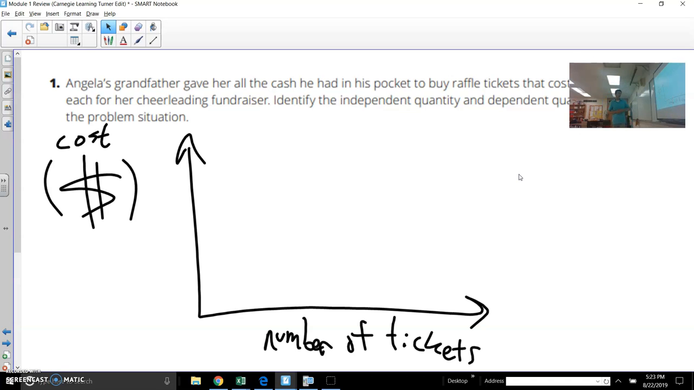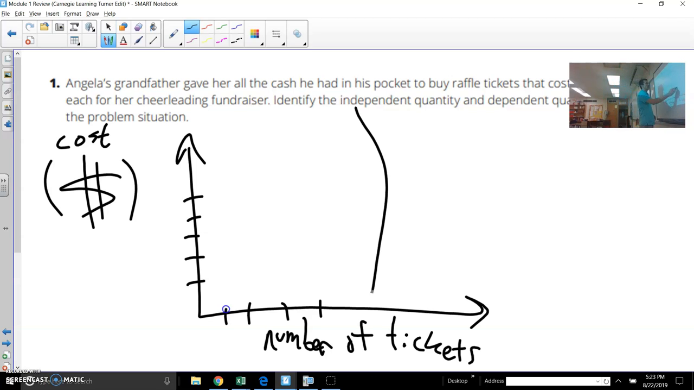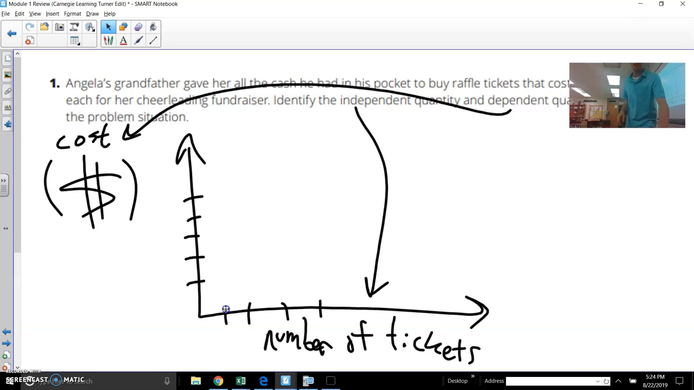We want to identify the independent and dependent quantity. And so if you really think about the idea for grandfather giving all the cash he had in his pocket to buy raffle tickets, basically for every ticket he wants to buy, it's going to cost so much money, and the cost really depends on the number of tickets. So I would definitely say the independent would be the number of tickets, and the dependent would be the ultimate cost for those tickets.